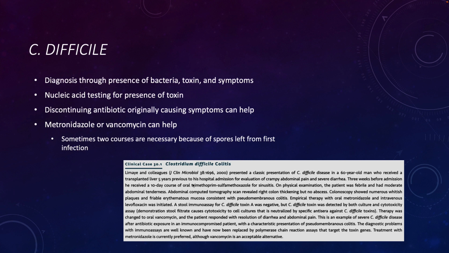This is an example of severe C. diff disease after antibiotic exposure in an immune-compromised patient with the classic presentation of pseudomembranous colitis. The diagnostic problems with immunoassays are well known and have been replaced by PCR that target the toxin genes. Treatment with metronidazole is currently preferred, although vancomycin is an acceptable alternative. We have lots of vancomycin resistance for other species of bacterium, so that's why metronidazole might be preferred.